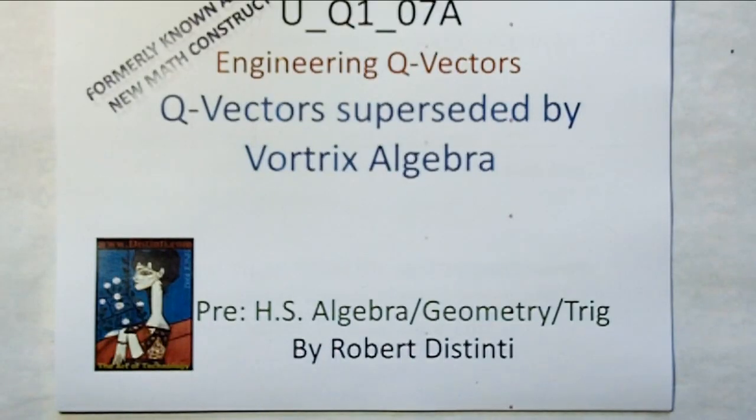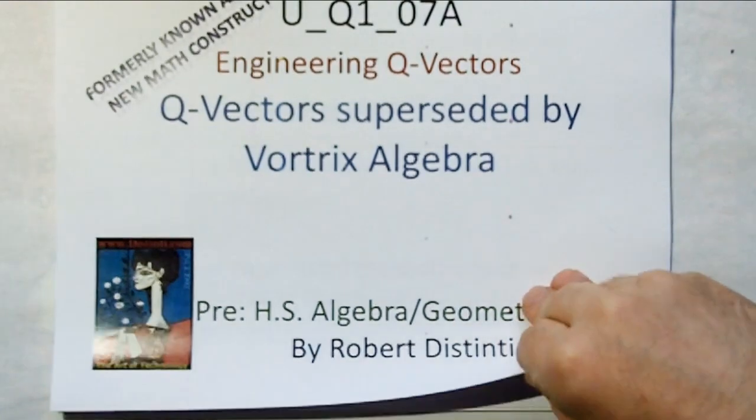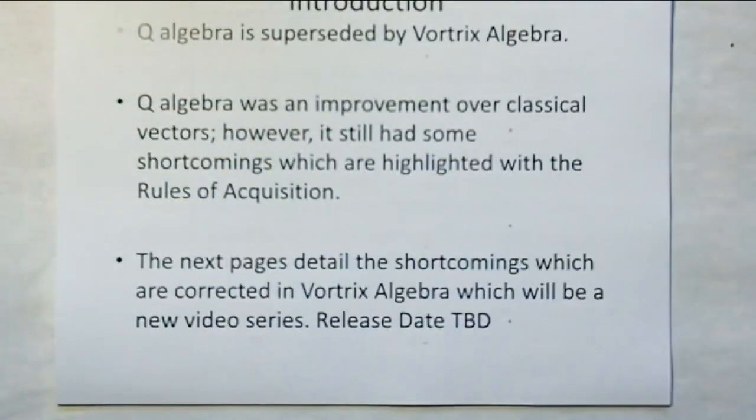Hi, welcome to the installment of the final chapter on Q-vectors. The reason why this is the final chapter on Q-vectors is because Vortrix Algebra is superseding Q-vectors. And so what I need to do is put a little video at the end to tell people that this is being continued with a different mathematics. Well, not totally different, but a superior evolution of Q-vectors is Vortrix Algebra.